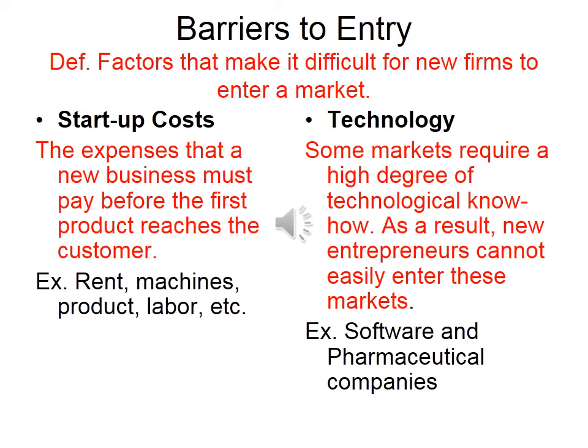What do we mean by barriers to entry? The definition: barriers to entry are factors that make it difficult for new firms to enter a market. For example, here we have startup costs versus technology. Startup costs are the expenses that a new business must pay before the first product reaches the customer. For example, we have the rent, machines, product, labor, etc. As for technology, some markets require a high degree of technological know-how. As a result, new entrepreneurs cannot easily enter these markets. Example, software and pharmaceutical companies.